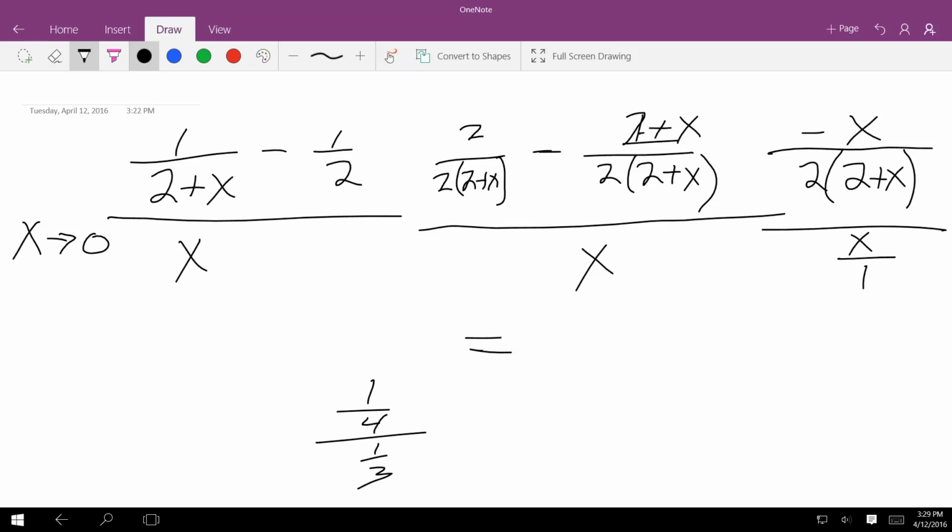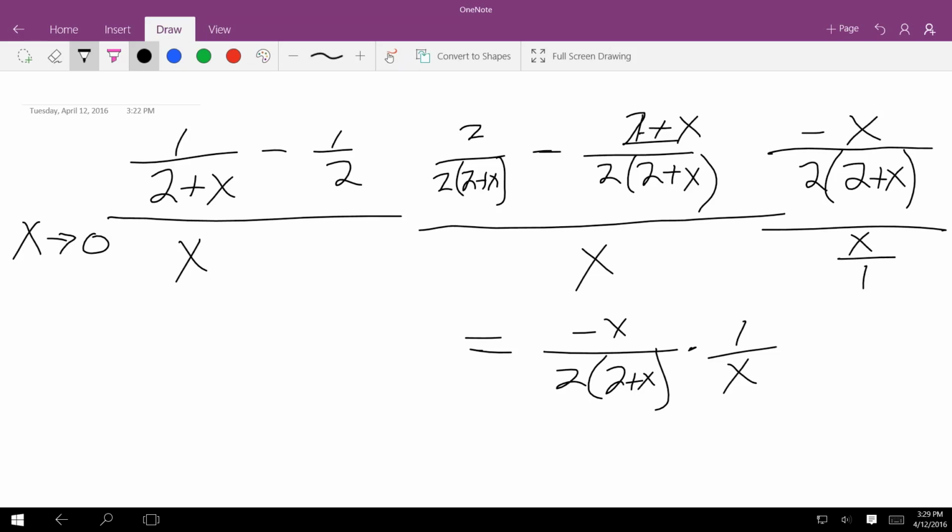None of us have ever divided a fraction by a fraction. We've always done it the easy way, which is to flip the bottom and multiply. So this becomes 3/4. It's really easy if you turn it into a multiplication problem. A lot of division problems are really multiplication problems. You just have to know that we're going to turn this into a multiplication problem. So here's what we have: minus x over 2 times 2 plus x. I'm flipping this and multiplying. See what's going to happen here?